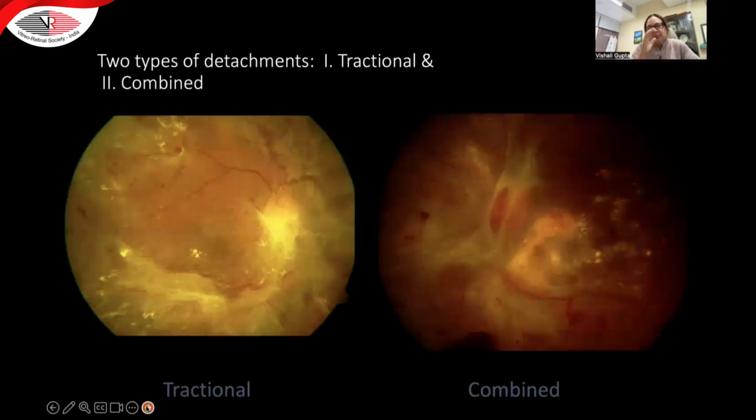Towards the end, there is development of the detachment. As I mentioned, there is fibrosis, there is bleeding, and it might result in the tractional retinal detachment, as you can see on the left. And many a times that traction causes a pull on the underlying retina, results in the development of a hole, and one might develop combined retinal detachment, which is the end stage.